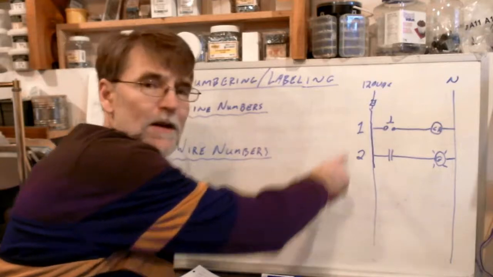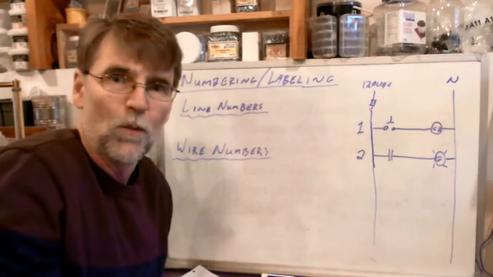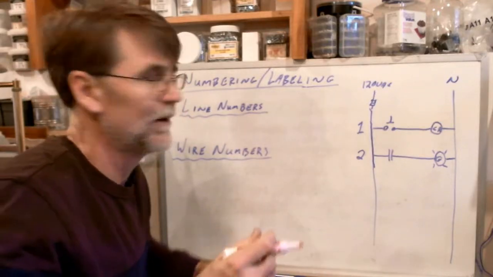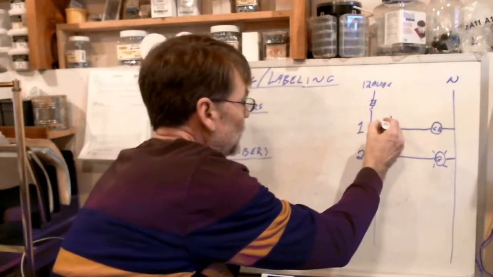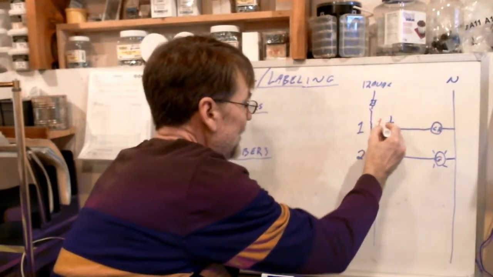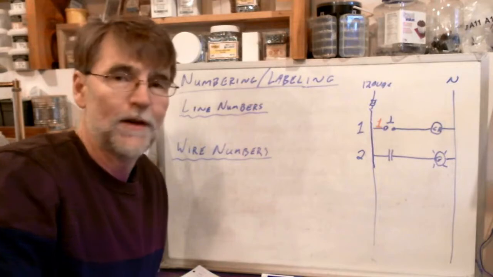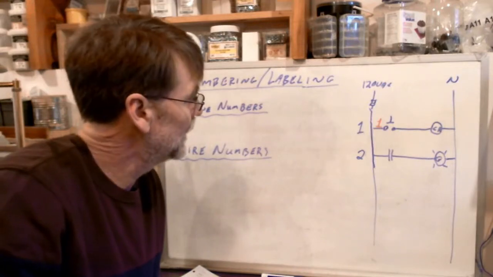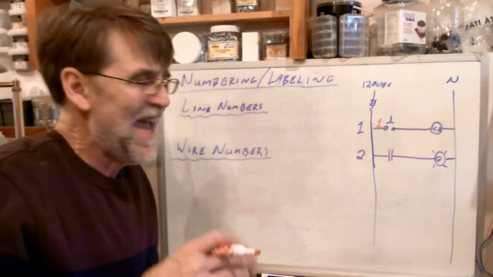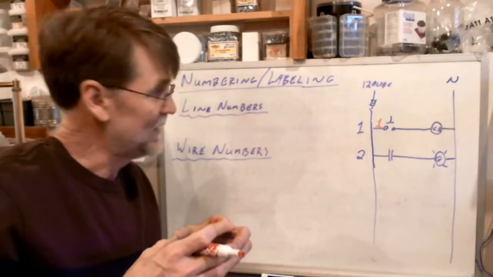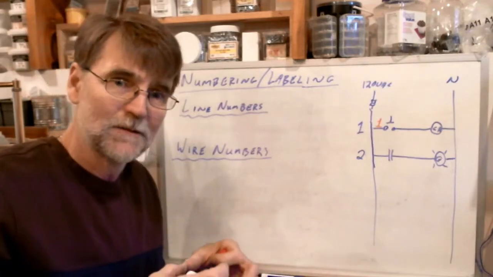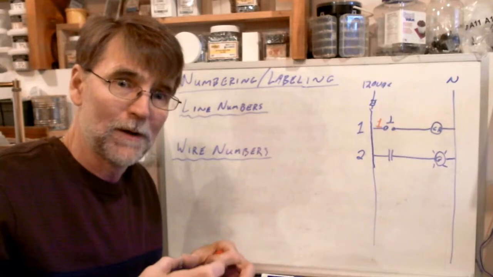Again, the actual number doesn't matter, but we're going to start at 1. So the first wire that we see, right here, is wire number 1. That wire is going to get assigned the number 1. Any wire that is actually attached to that gets assigned the same number.